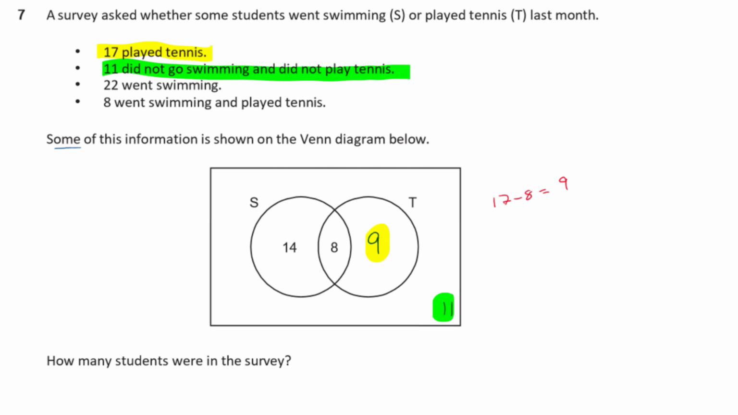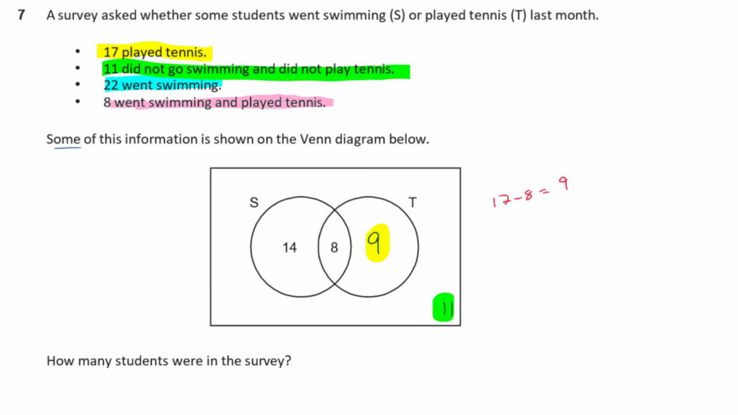And then 22 went swimming. Yeah, I kind of already had that down. Swimming is in here, look. And so the 14 and the 8 is already there. So I knew about that already. And then finally 8 went swimming and played tennis. Again, that was already there. That's the bit in the inset there. Okay, so some of it was on there and some of it wasn't.